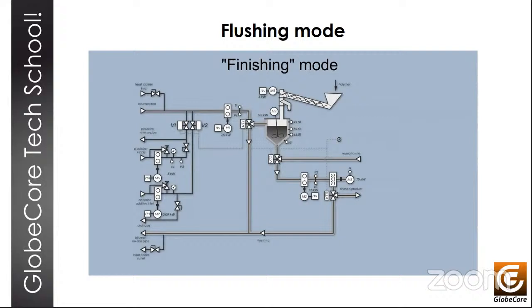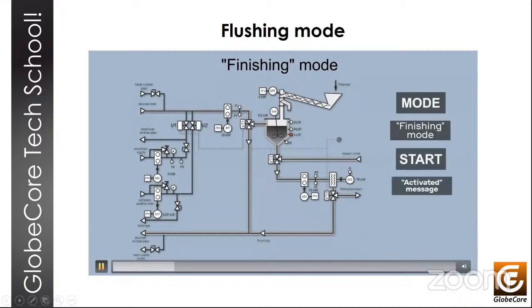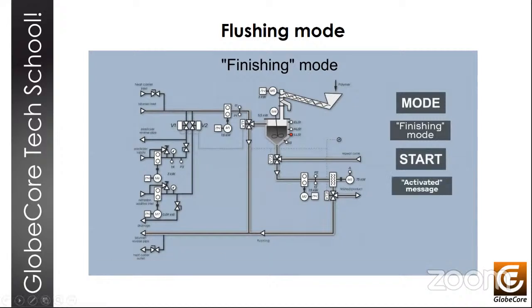The flushing mode now. This mode is used if it's necessary to flush the plant with straight bitumen, to preheat the plant before starting or after completing work on the unit before shutting down. In this mode, it's possible to start the plant with a temperature of 140 degrees centigrade only.